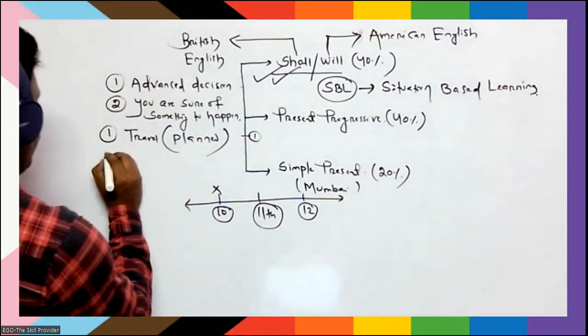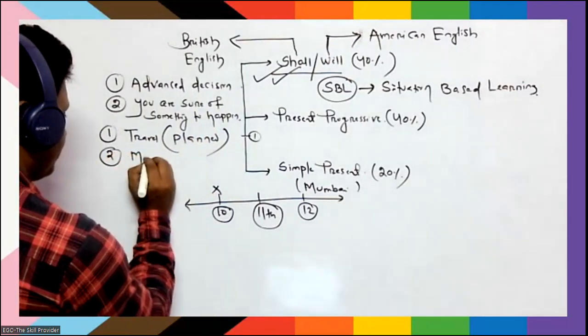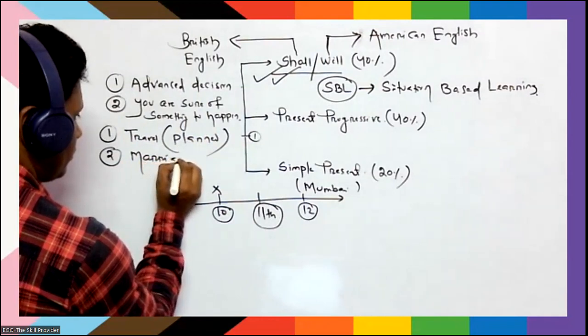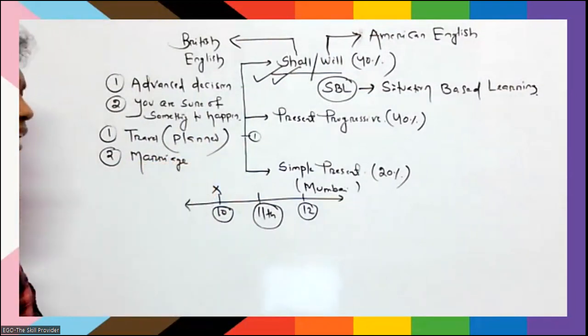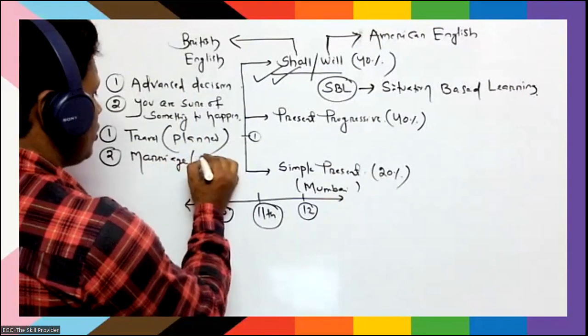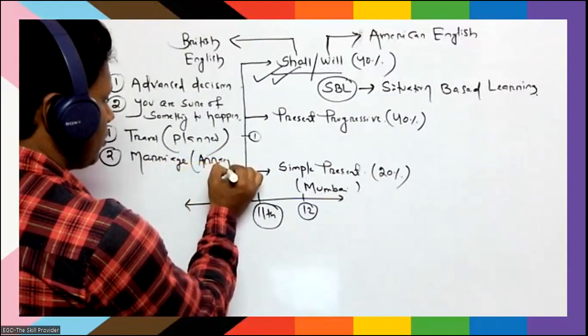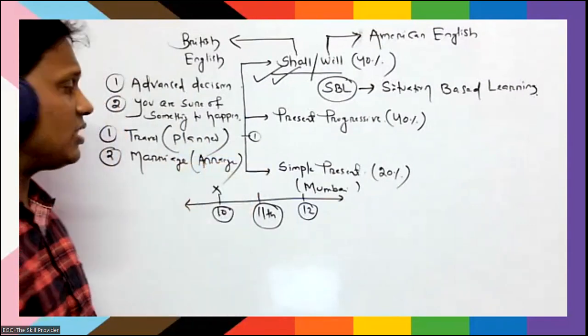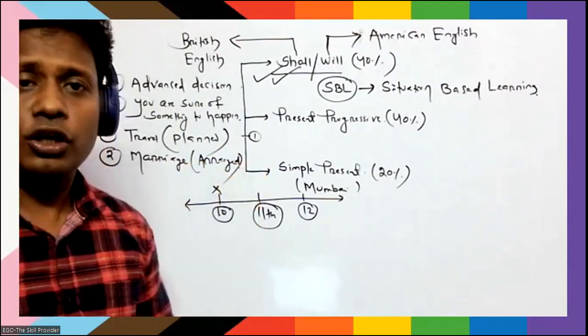Okay. The second one is called marriage. So whenever it's called marriage, basically arranged marriage. Okay. In the arranged marriage things, arranged marriage, what happens?